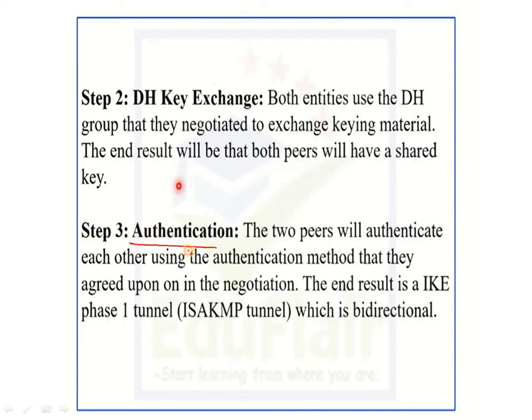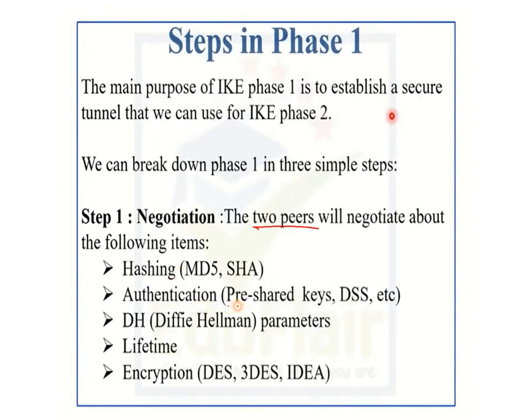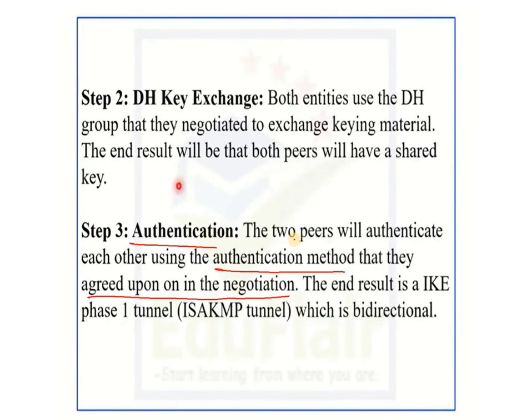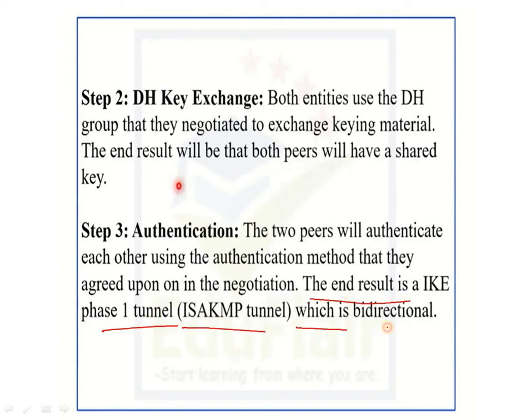In step 3, authentication will take place, where the two peers will authenticate each other using the authentication method they agreed upon in the negotiation. So in the negotiation step, they have agreed upon the authentication. They can use any authentication algorithm so that they can authenticate who is the sender and who is the receiver, whether we have sent it to the correct destination or not, or whether the message received is from the correct sender or not. That authentication we need to check here. So the end result of the IKE Phase 1 tunnel, that is the ISAKMP tunnel, is bidirectional. Bidirectional means both sender and receiver will communicate in two ways.